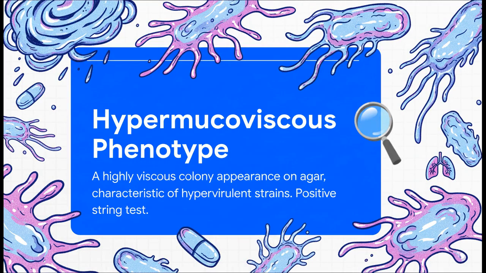Now on the plate, you have to look for this, the hypermucoviscous phenotype. The colonies look incredibly shiny, wet, and gooey. This is a huge visual tip-off that you might be dealing with a hypervirulent strain. And the way we confirm it is just classic micro, the string test. You touch the colony with a loop, and if it stretches out like a string of mozzarella for more than 5 millimeters, that's a positive test.